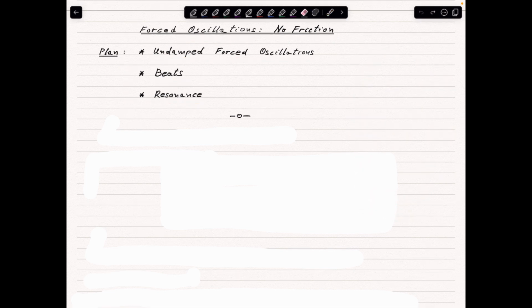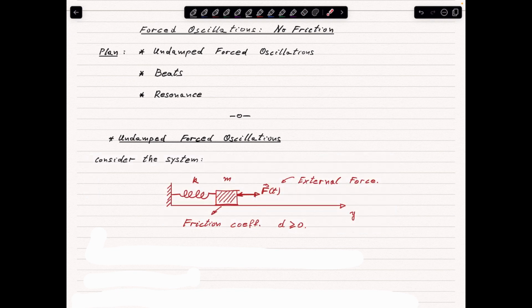Okay, let's introduce our system with undamped forced oscillations. As we mentioned before, the system is going to consist of a spring with spring constant k. We are going to keep k arbitrary, and that spring has attached an object of mass m.